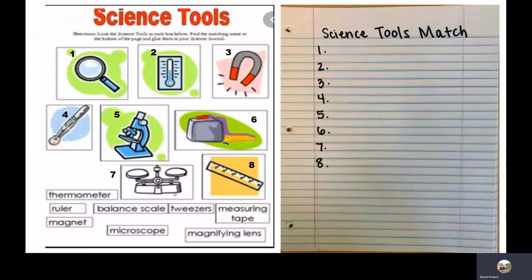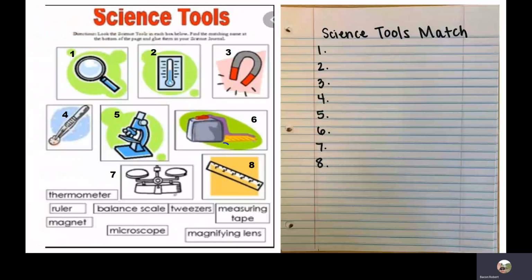This is our little science tools quiz. So pause here, and on the next page in your journal, number 1 through 8, and then identify what number 1 is, all the way through number 8 down at the bottom. And your answers are down here to help you with spelling. We've got thermometer, ruler, magnet, balance scale, microscope, tweezers, measuring tape, and magnifying lens.